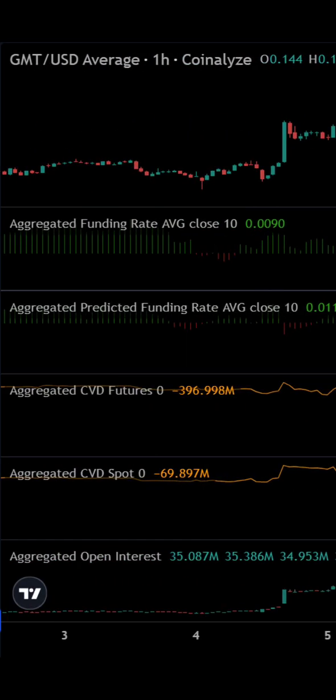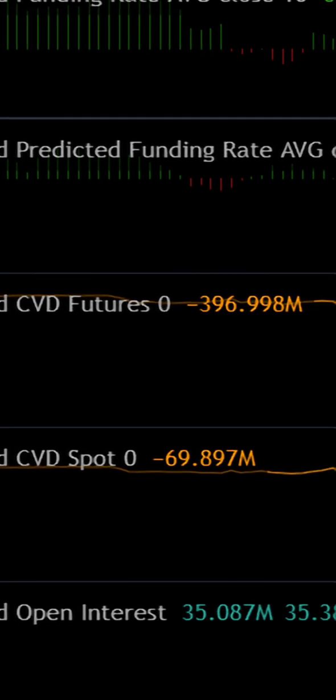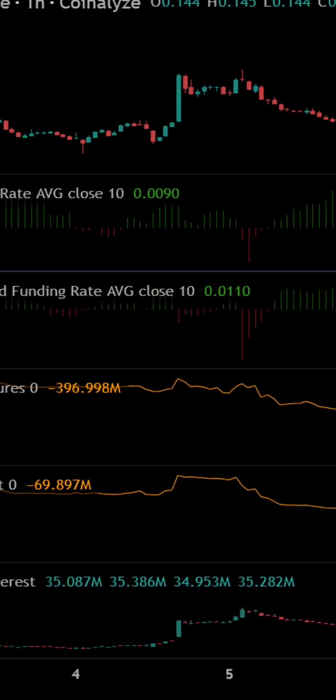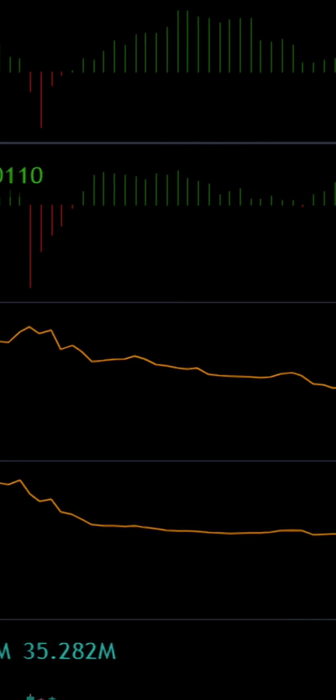The next thing that we're looking at is CVD. CVD is a measure of the volume of candles that are red and candles that are green. It gives you an idea of who's moving the market. Is it sellers that are moving the market, or is it buyers? A downward sloping line on CVD tells you that there's more and more selling pressure. An upward sloping line tells you there's more and more buying pressure.